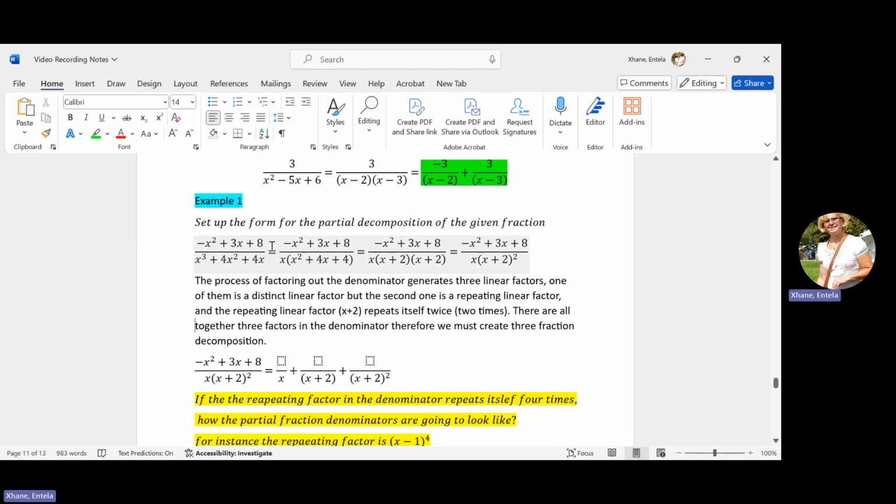So you start off with a complicated expression, negative x squared plus 3x plus 8 over x to the third plus 4x squared plus 4x. And then in order to split up or decompose, you have to rely on factoring the denominator completely. That's the reason why I'm going over the first part of it, and I'll let you look at the coefficients on your own. The details are presented, and then you should be able to follow through.